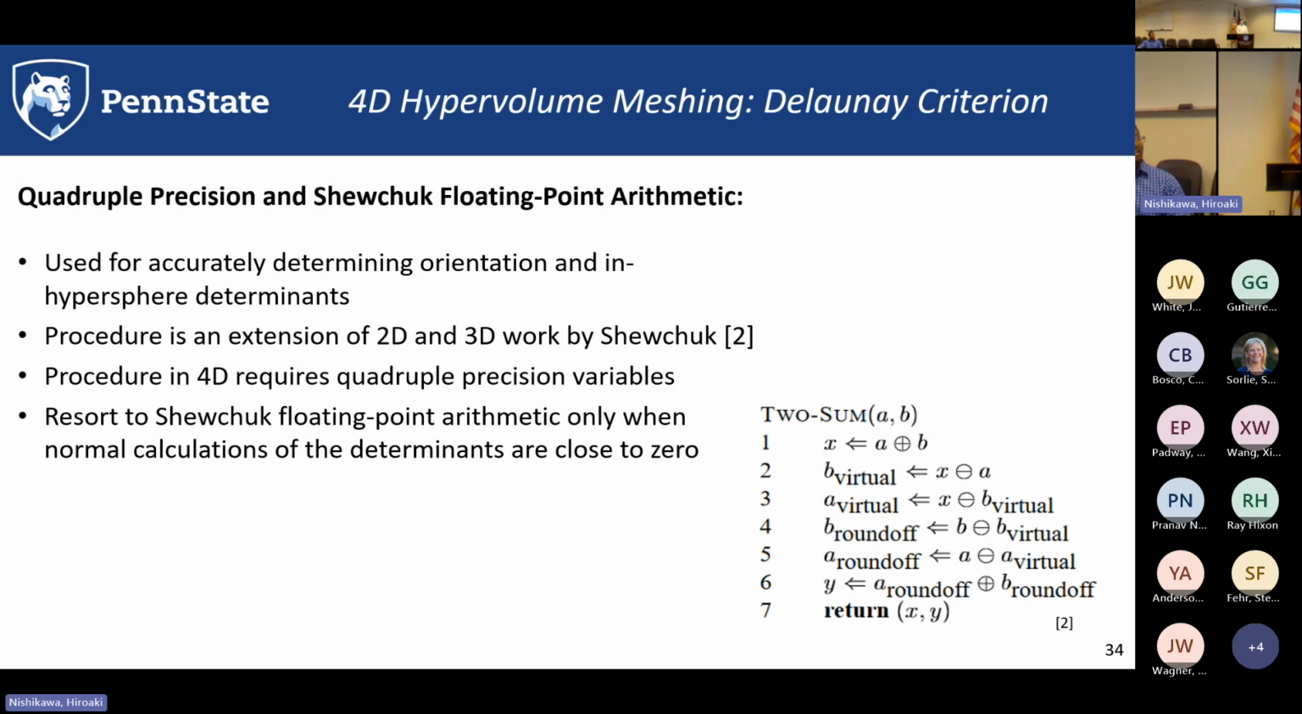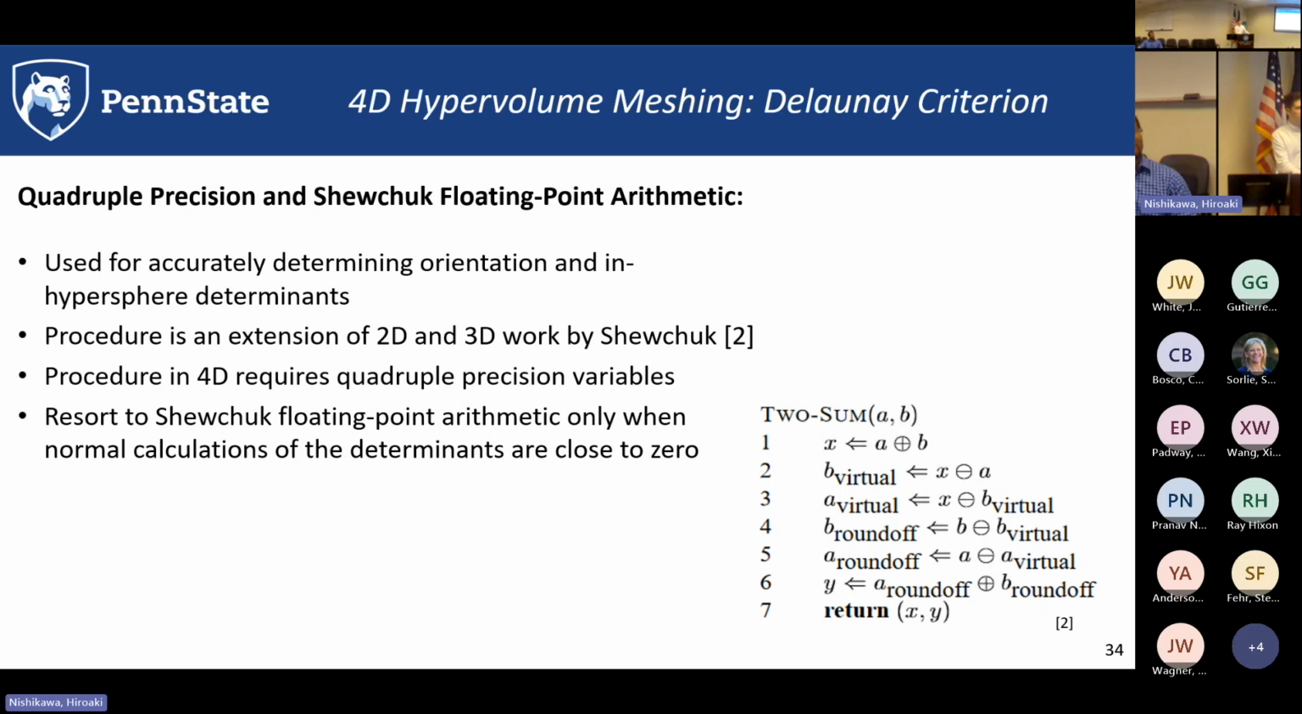Basically, what it does is it breaks down those determinants into very basic mathematical calculations. Basic as in adding two variables together, A and B, for example. Even adding those together, you're tracking round-off error the entire time. So as you're tracking round-off error, you're accounting for it, so you know you're going to get a more accurate result. Also, in accordance with the Shewchuk predicates, we also use quadruple precision variables when calculating these determinants.